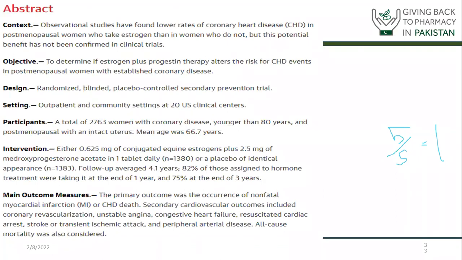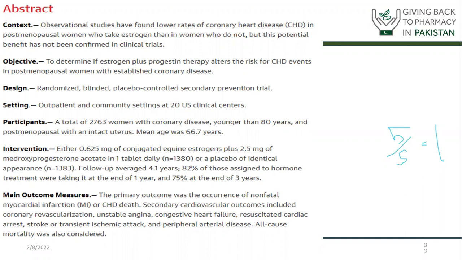You can see one observational study that found low rates of coronary heart disease in postmenopausal women who take estrogen. I have already mentioned this. To determine the estrogen plus progestin value, this was a randomized, blinded, placebo-controlled secondary prevention trial. See the name of the design, how they are designing this type of study. The total were women with coronary disease younger than 80 years. Younger than 80 years means there are some inclusion and exclusion criteria, and postmenopausal with intact uterus. If they don't have an intact uterus, we remove them from the study.